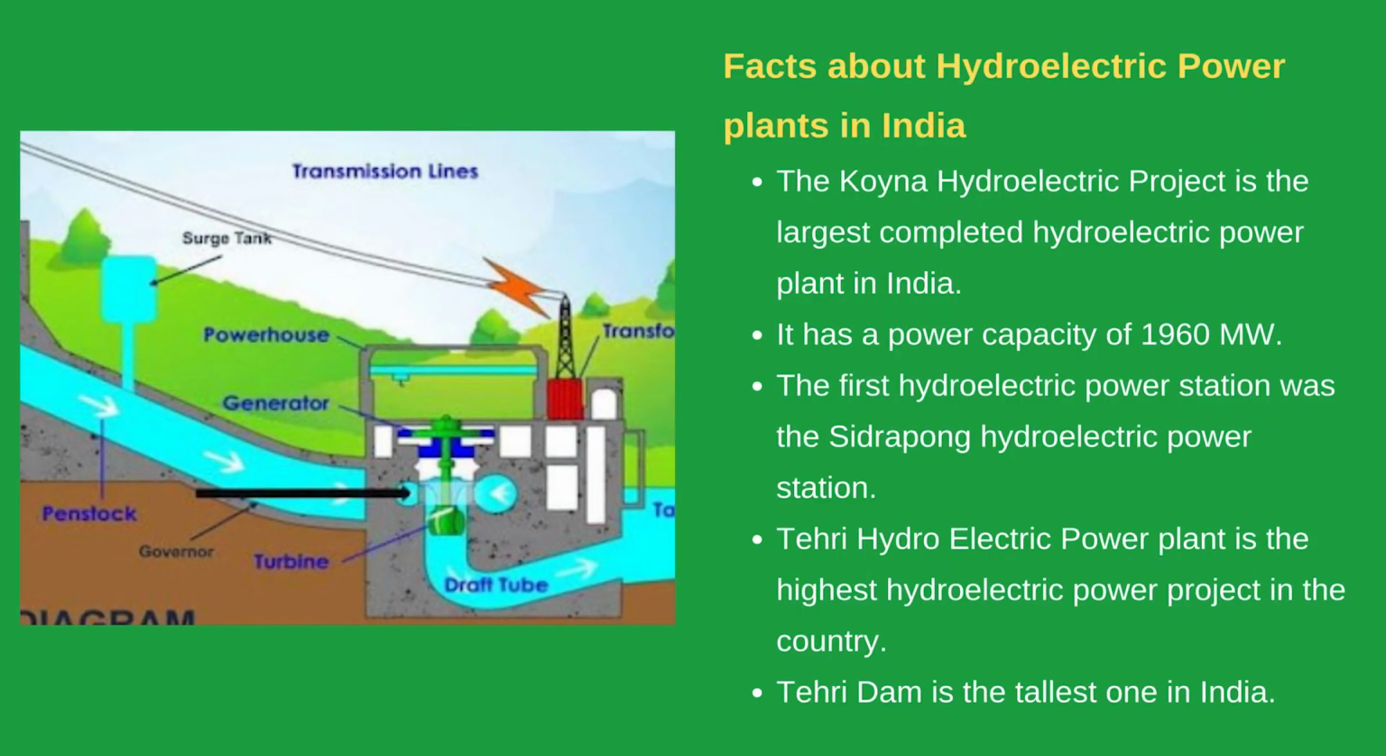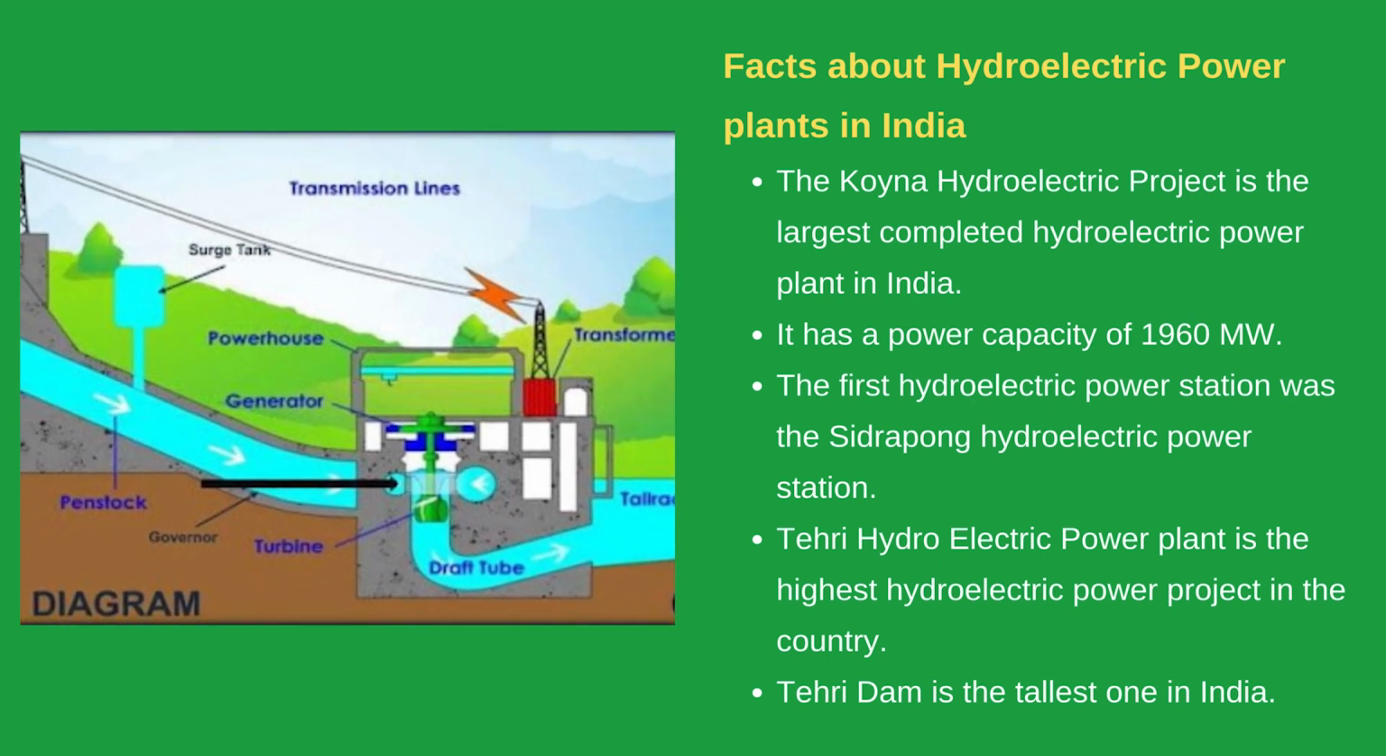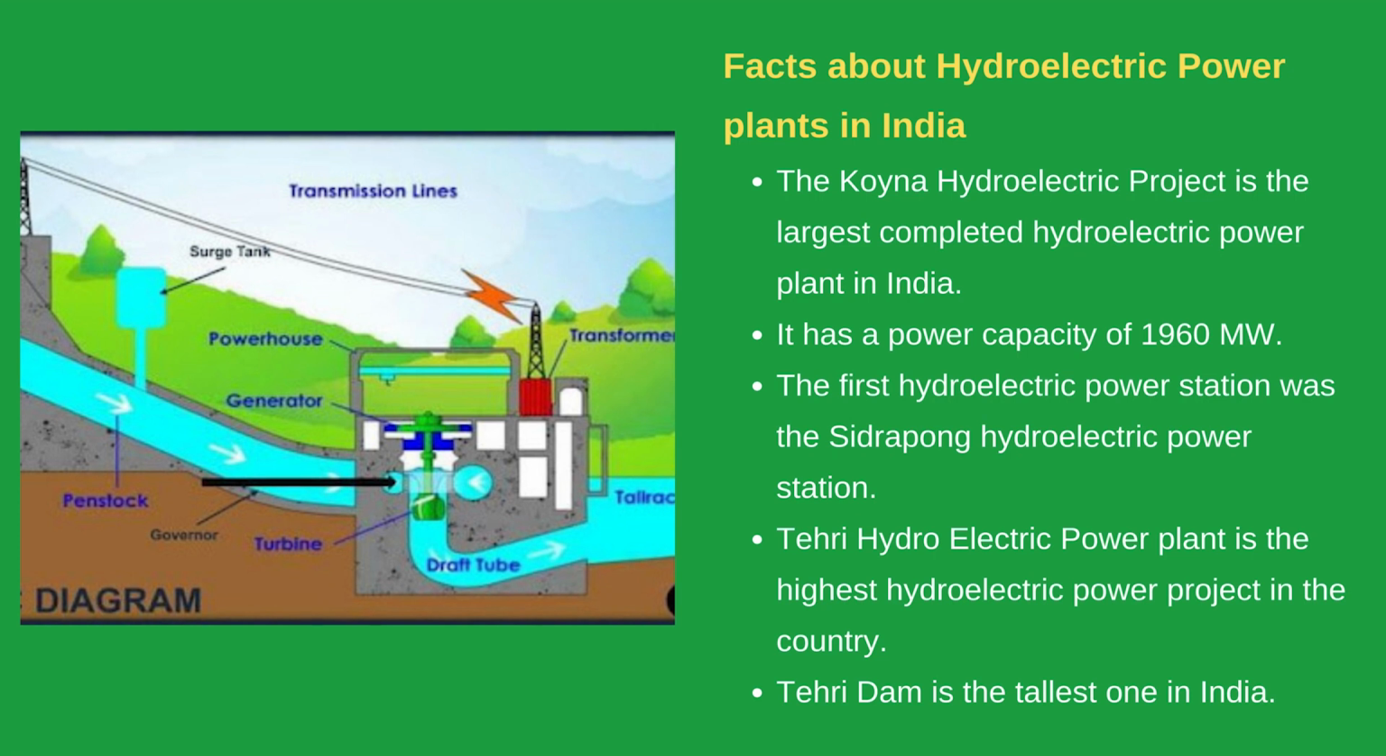Facts about some hydropower plants in India. The Koyna hydroelectric project is the largest completed hydroelectric power plant in India. It has a power capacity of 1960 megawatt. The first hydroelectric power station was the Sindrapong hydroelectric power station. Tehri hydroelectric power plant is the highest hydroelectric power project in the country. Also, Tehri Dam is the tallest one in India.